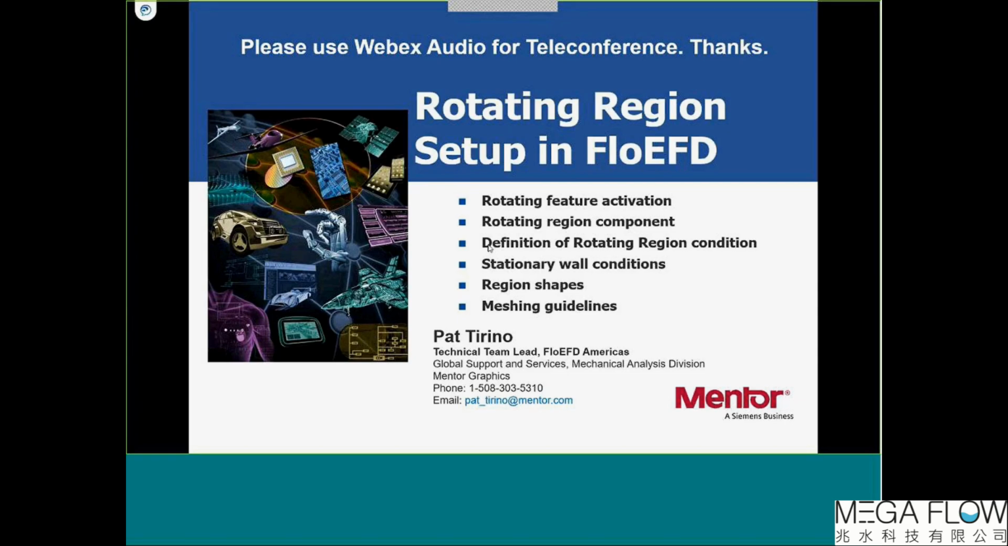some specific ideas here. First, the rotating feature activation. What is the rotating region component? How do we create that? What it actually is in the assembly. The definition of the rotating region condition in EFD, it's a condition just like any other boundary condition and how it's applied. The stationary wall conditions, which has to do with any stationary walls or objects that the rotating region intersects with, and we'll see what that means. So basically there's a way to handle those wall conditions.